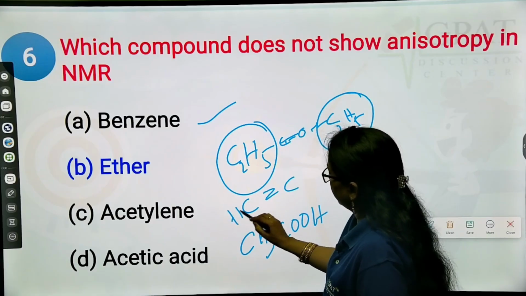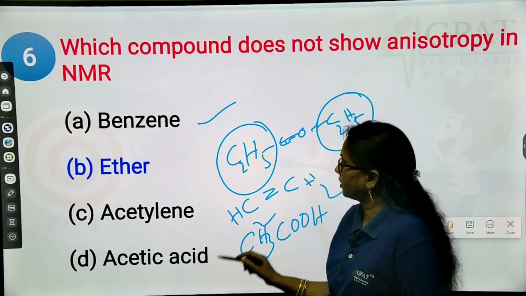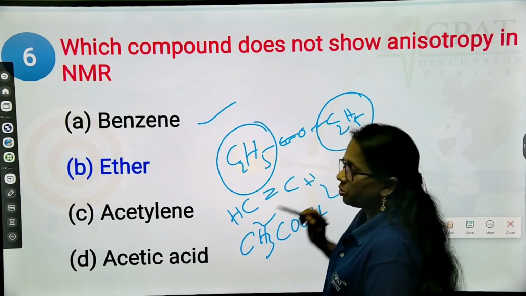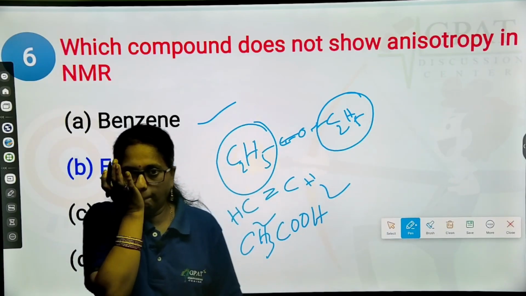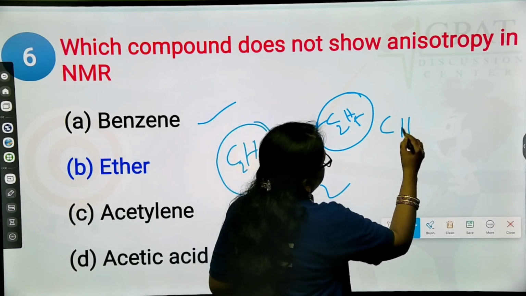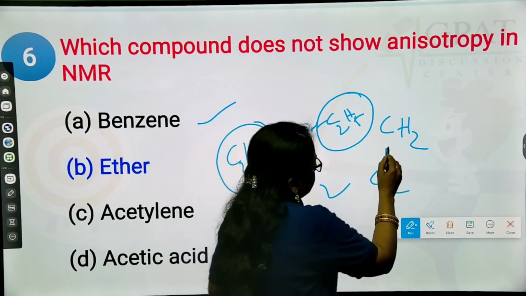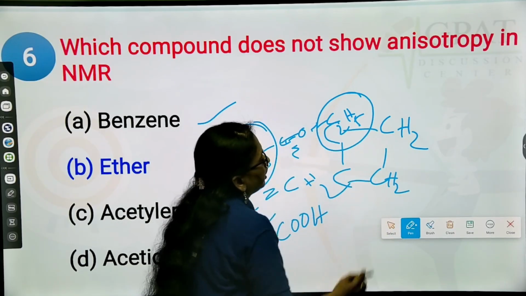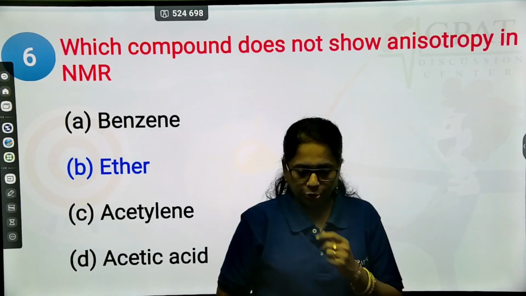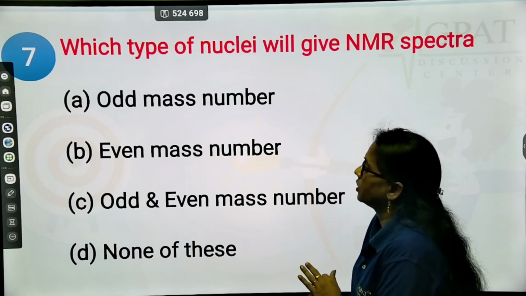So definitely you are going to observe the anisotropy, as these pi electrons are there. But in the case of the ether, you are not going to see any type of pi electrons. All very strong sigma bonds you are going to see, CH2 in diethyl ether, C and C, all sigma bonds. So that's why no anisotropy in the case of this ether, as no pi electrons are there.